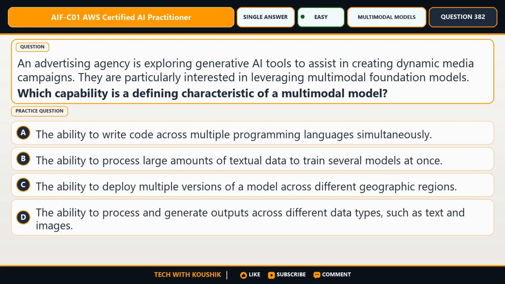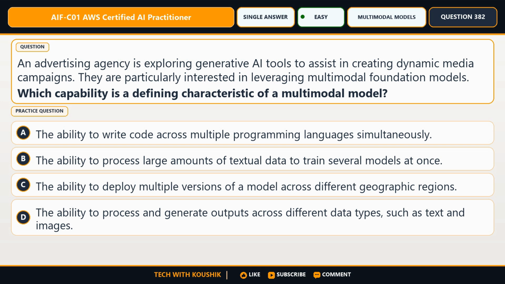Approach question number 382 by checking every constraint. Pay attention to qualifiers such as least, most, and minimum. An advertising agency is exploring generative AI tools to assist in creating dynamic media campaigns. They are particularly interested in leveraging multimodal foundation models. Which capability is a defining characteristic of a multimodal model? Watch for distractors that are valid services but wrong for this scenario.